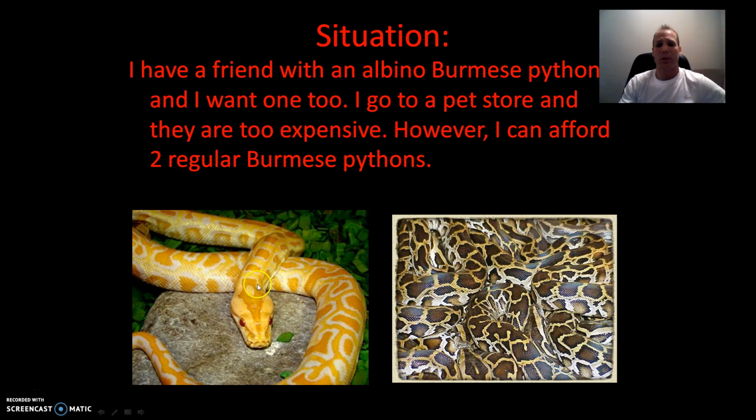Let's just say I have $200, and these albinos are $300. Well, I can't afford one, obviously. However, these snakes over here, these wild type ones, are about $100 each. So I can afford 2 of the wild type brown Burmese pythons. But none of them are albino.